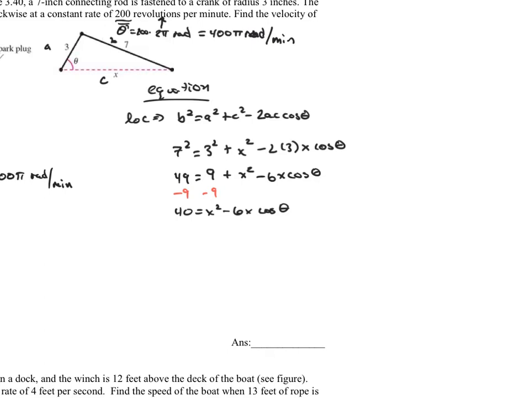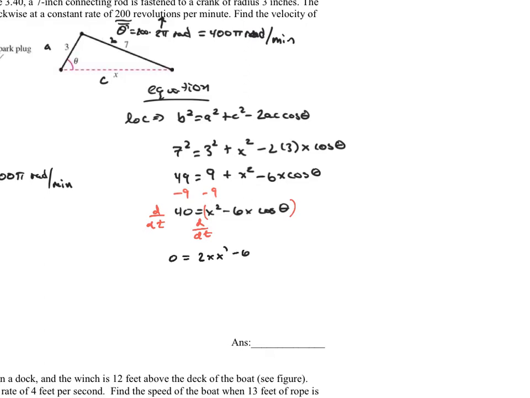What do we need to do with this equation now? We need to take the derivative with respect to time of both sides of this equation. The derivative with respect to time of both sides of this equation. So what's the derivative of 40? Well, the derivative of 40 is just 0. What's the derivative of x squared? Well, that would be 2x x prime. What's the derivative of 6x cosine theta? Well, that's a product rule, right?